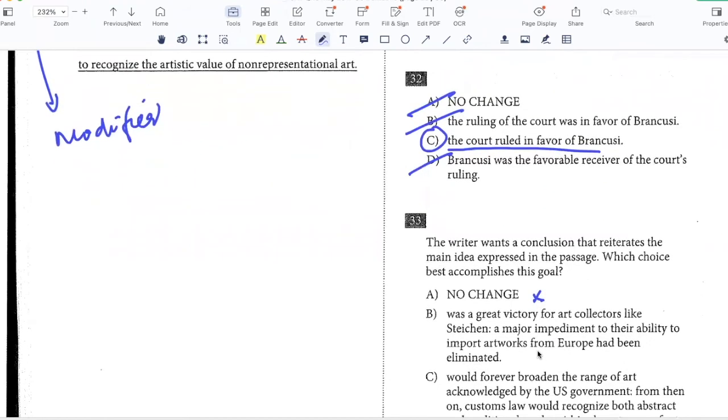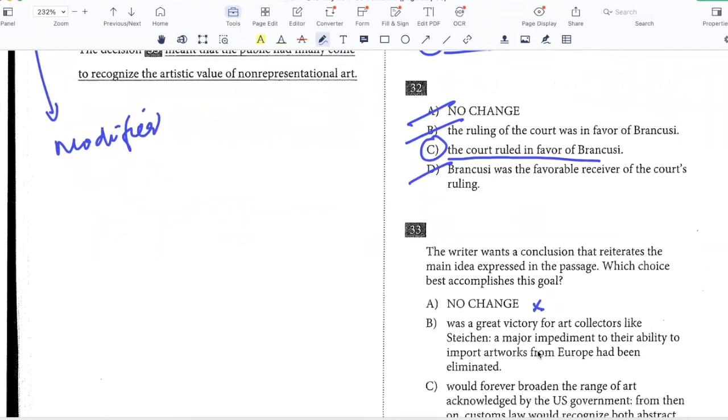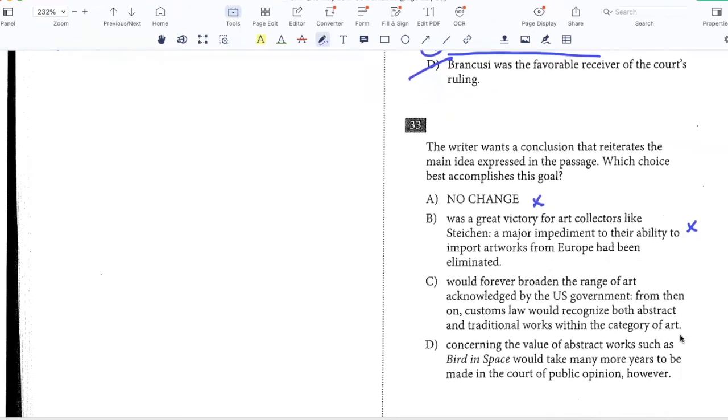The decision was a great victory for art collectors like Steichen. A major impediment to their ability to import artworks from Europe had been eliminated. Again, I don't think the focus is on art collectors, so I don't like this. The decision would forever broaden the range of art acknowledged by the US government. From then on, customs law would recognize both abstract and traditional works within the category of art.